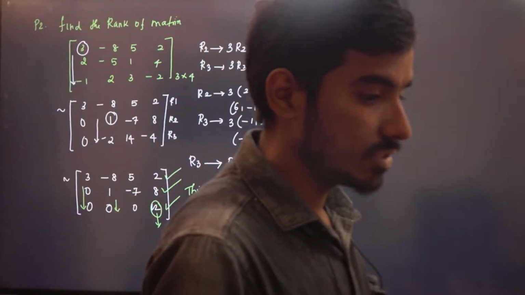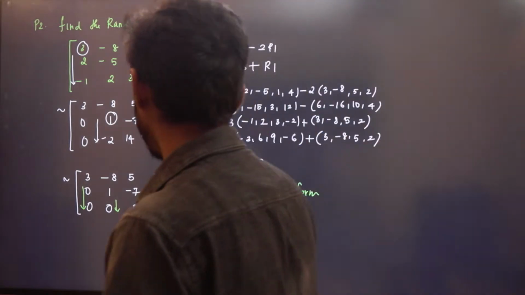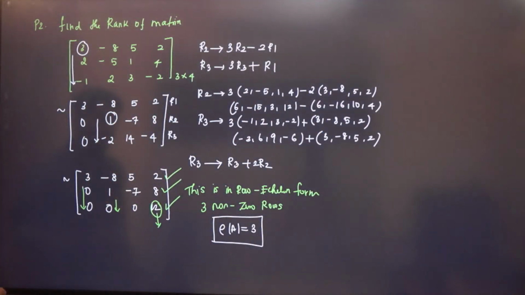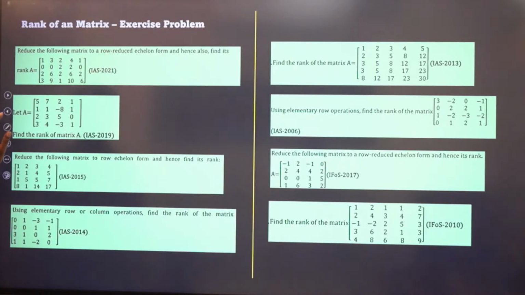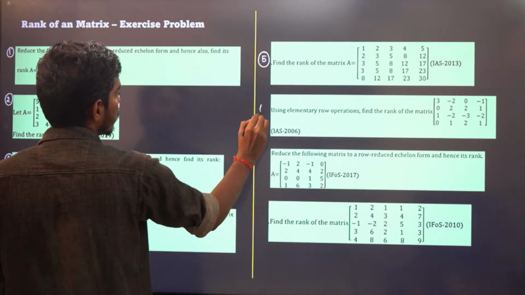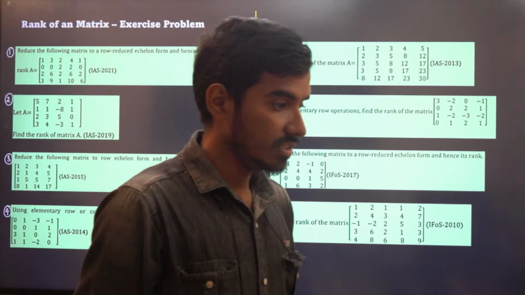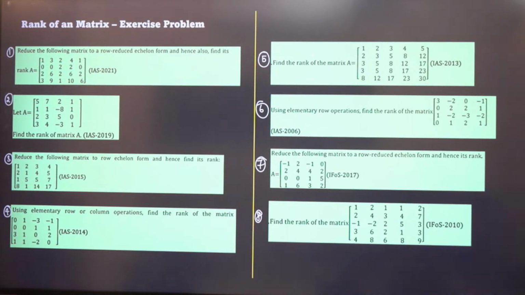Is it clear? See, very easy to find rank. You just make the matrix to row echelon form and find the number of non-zero rows. I'm giving you 8 exercise problems: 1, 2, 3, 4, 5, 6, 7, 8. So all these 8 problems you are going to take as exercise, right? All are very easy problems. You have to reduce the matrix to row echelon form and then you have to find the rank.